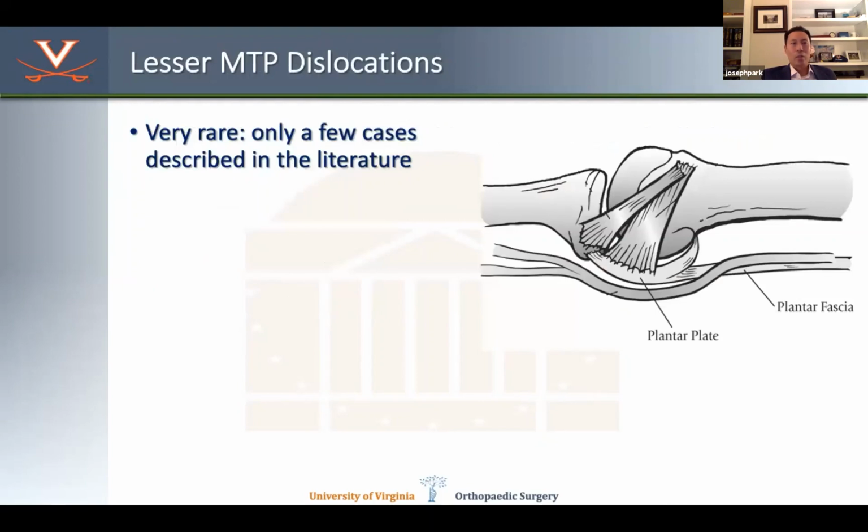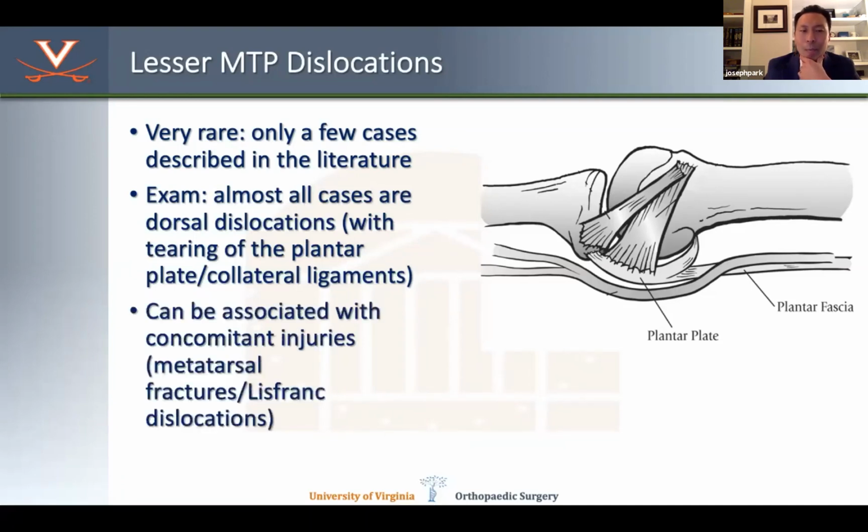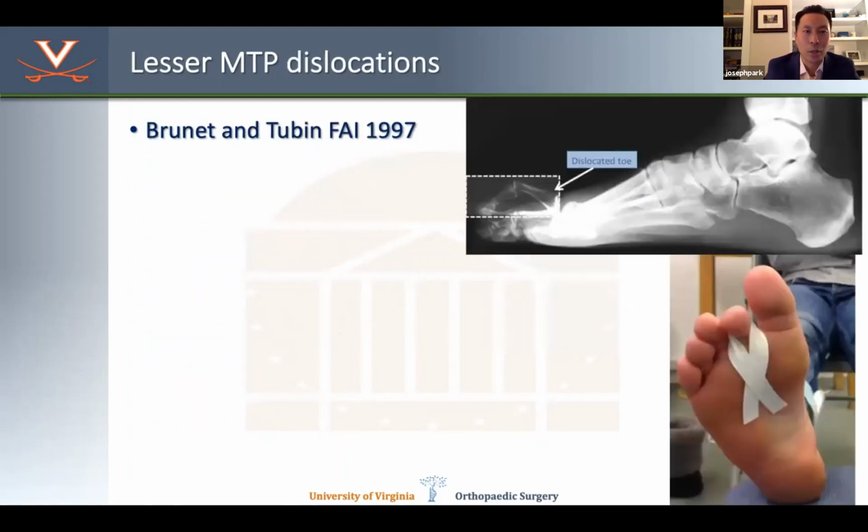Moving forward, lesser MTP and IP joint dislocations. I was sort of dreading looking this up because in the hand, I know you guys see that so frequently, but it turns out that for the foot and ankle, both MTP and IP joint dislocations are very rare, so I'm going to go through this very quickly. But lesser MTP dislocations, only a few cases are described in the literature. Almost all cases are dorsal dislocations that result from tearing of the plantar plate and collateral ligaments. They can be associated with concomitant injuries like metatarsal fractures or Lisfranc dislocations. In my practice, in 11 years, I've seen 3 second MTP dislocations.